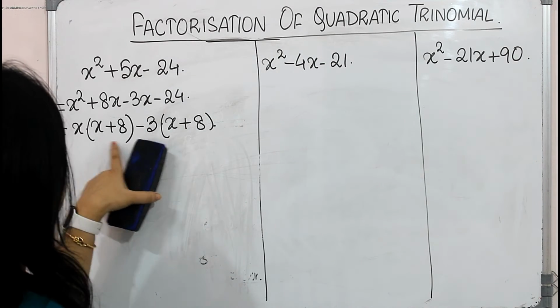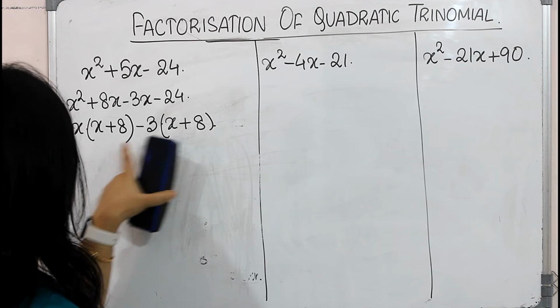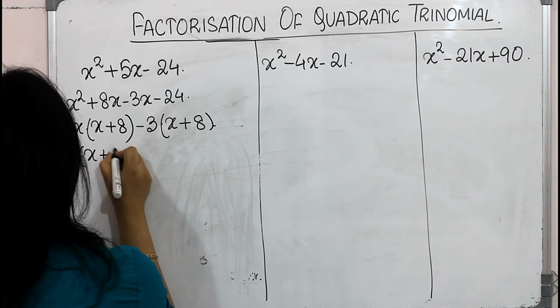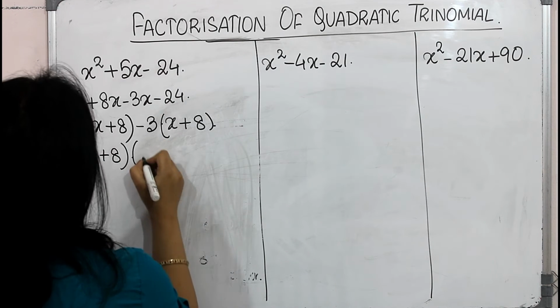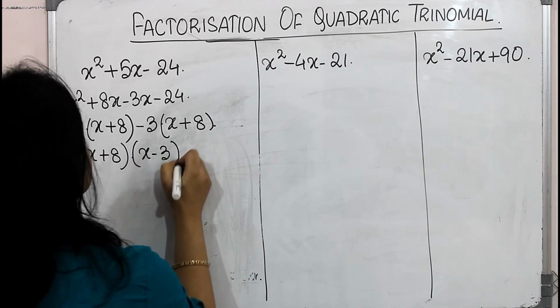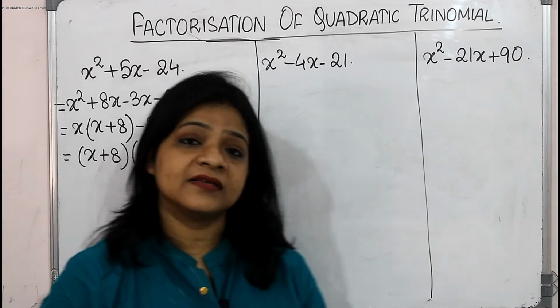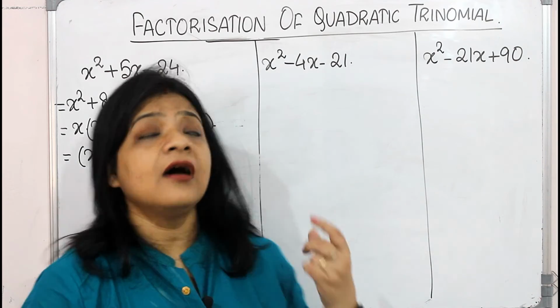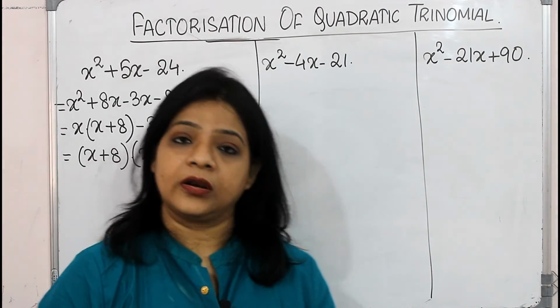Now x plus 8 is common to both the terms. So we will take x plus 8 as common, and we are finally left with x minus 3. Thus x plus 8 and x minus 3 are the factors of this polynomial.